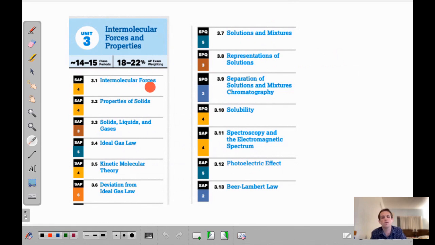Even this first topic, intermolecular forces, I see lots of students struggling with for weeks. And some of these other ones kind of just sneak in along the way. It's also got ideal gas law in here. It's got solutions and mixtures, lab separations, spectroscopy, the electromagnetic spectrum, the photoelectric effect, the Beer-Lambert law. So you can tell there's a lot going on in this unit. We're going to try to cover all of it as best we can.